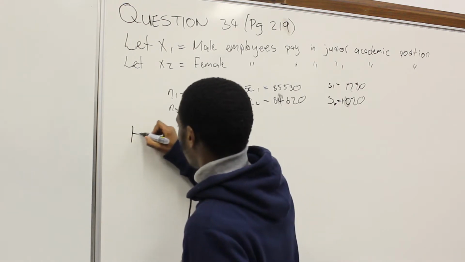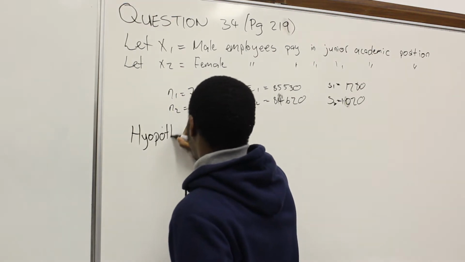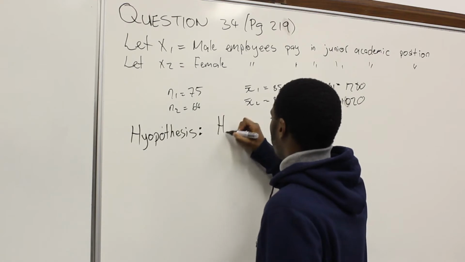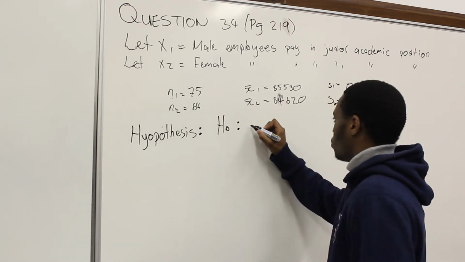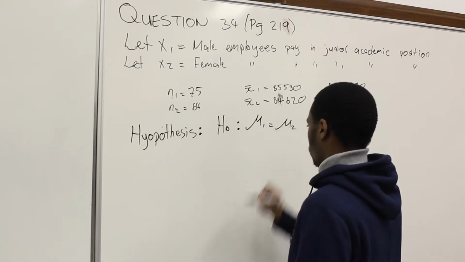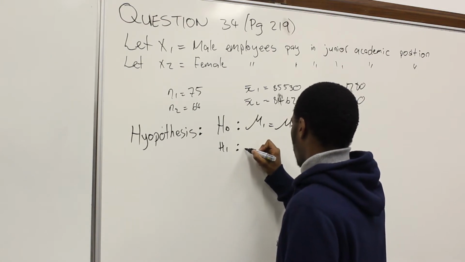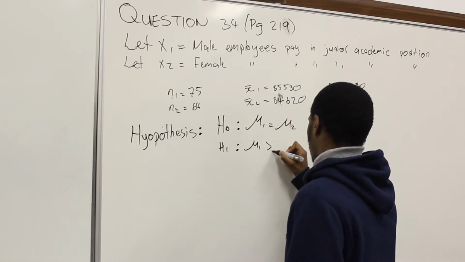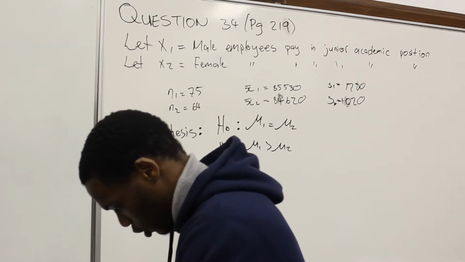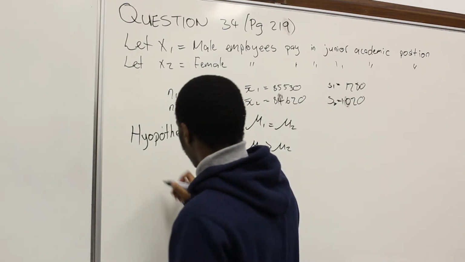So we go into this. H naught is mu 1 equal to mu 2. H1 is mu 1 greater than mu 2, since they asked here, do males earn more than females? Okay, so go on to this test.